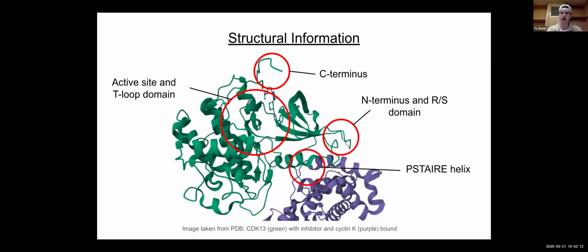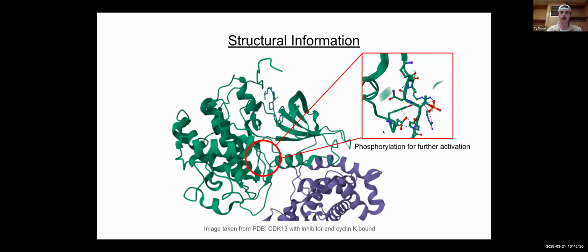And then this is the PITSLRE helix, which is common to other CDKs and responsible for binding cyclins. And then I just wanted to highlight the phosphorylation here at this site for further activation.